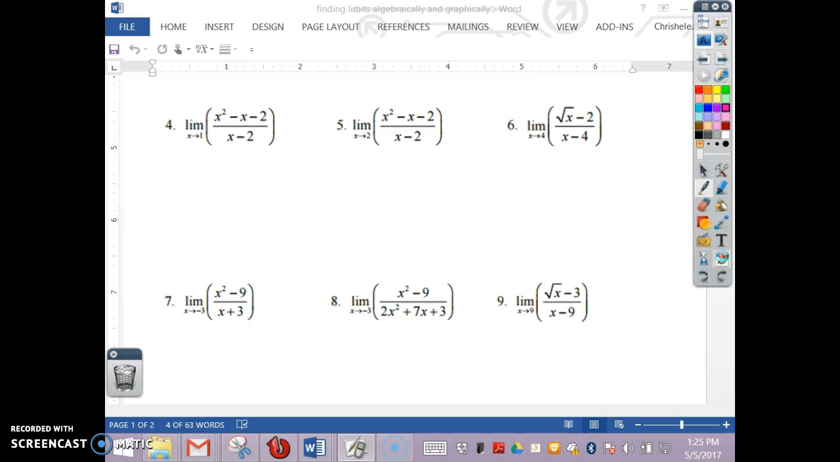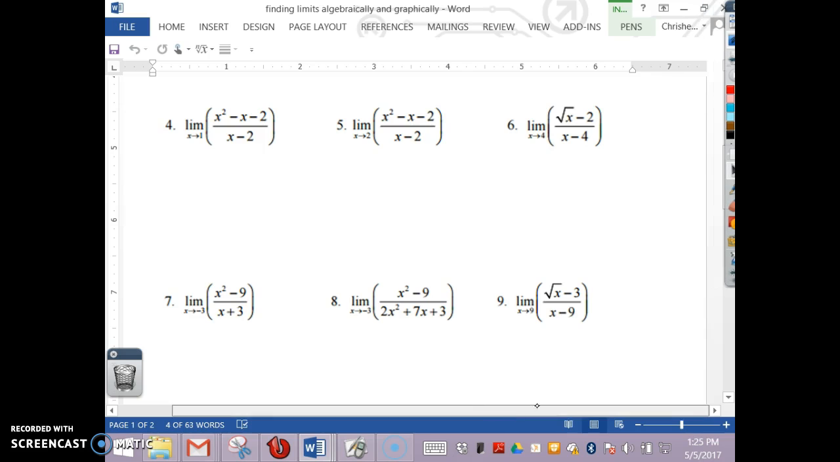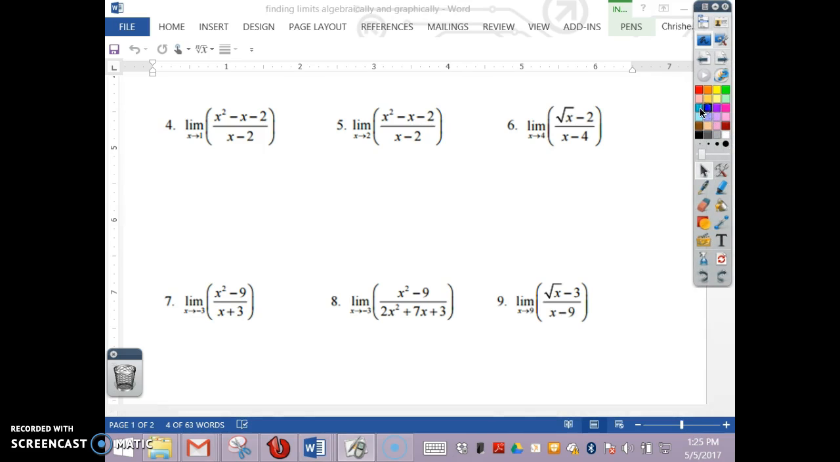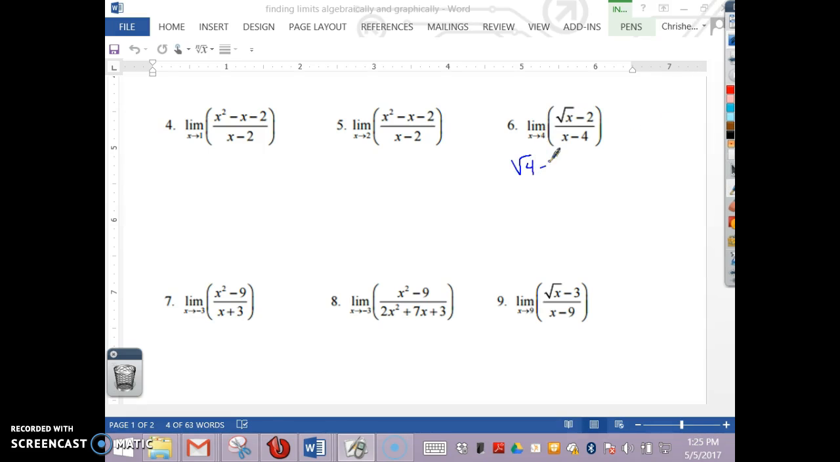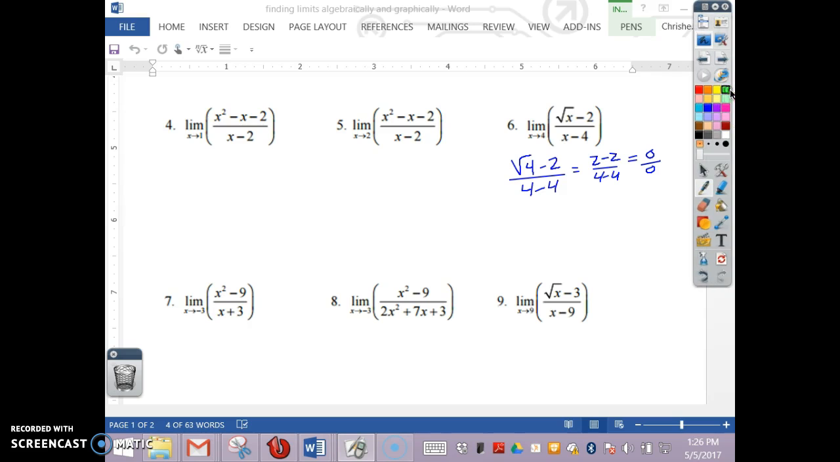Okay, next one. So on this one, again, if I plug in a 4, I get the indeterminate form. So I have the square root of 4 minus 2 over 4 minus 4. That's 2 minus 2, that's 0, and that's 4 minus 4, that's 0. Again, indeterminate form. But if you're looking at this one, you're like, Miss Baker, it doesn't factor. What do I do? You're right, it doesn't factor. We have to use a different technique on this one.